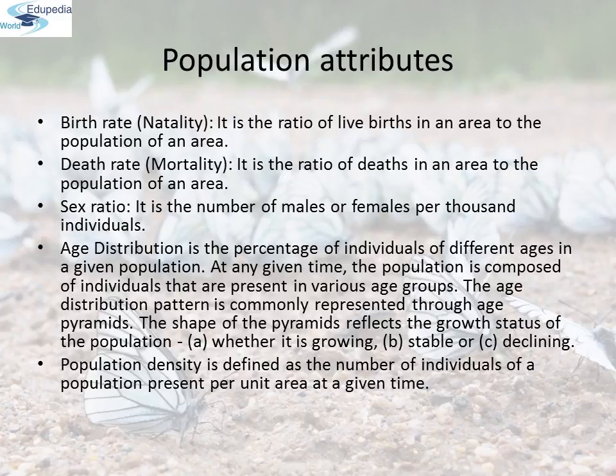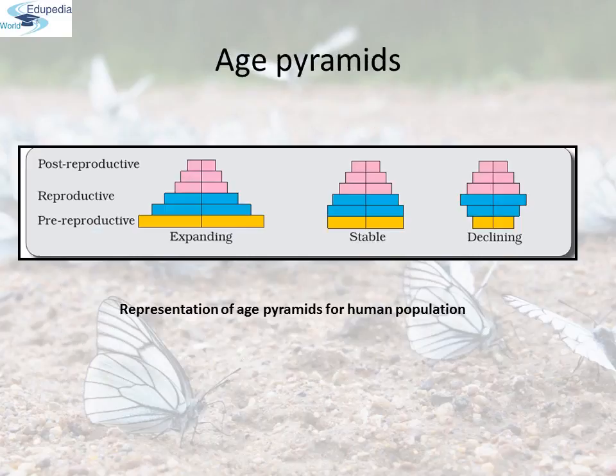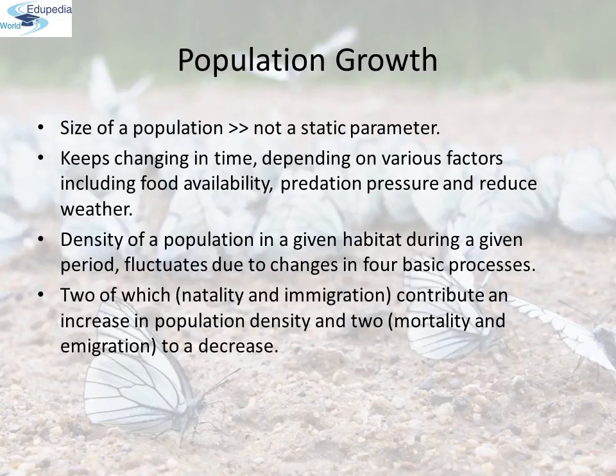Population density, that is the last attribute. It is defined as the number of individuals of a population present per unit area at a given time. This is a representation of age pyramids for the human population.